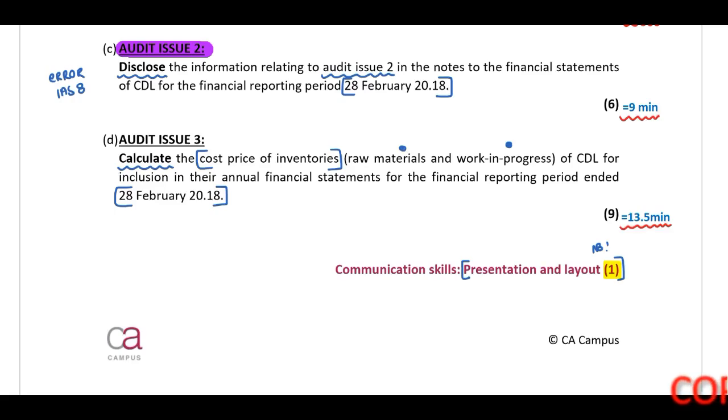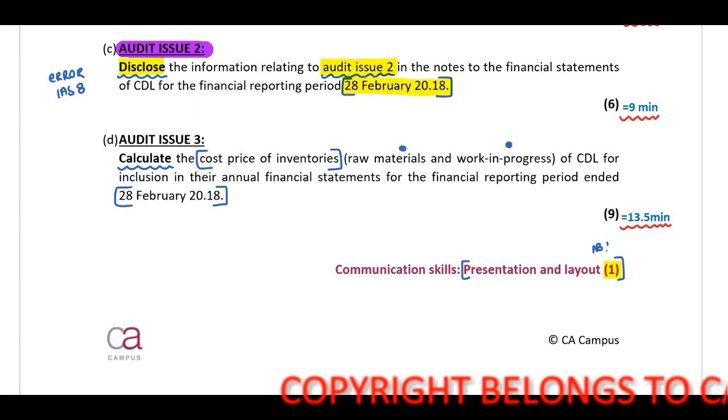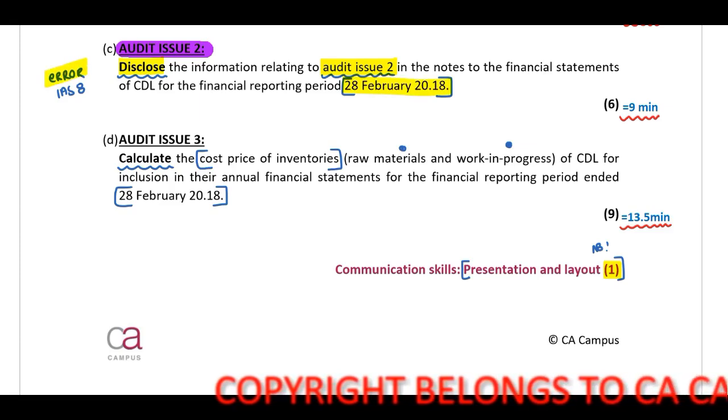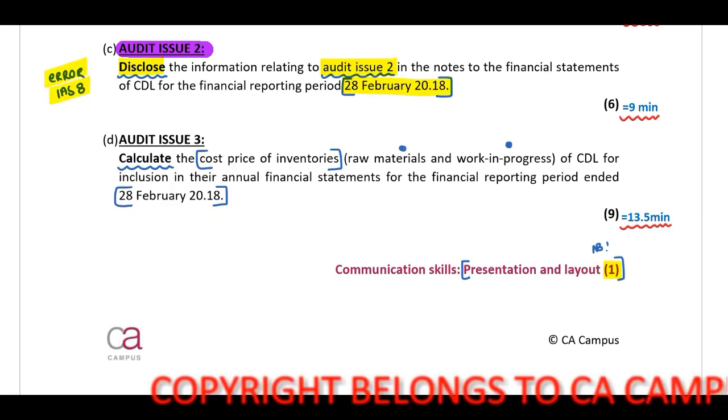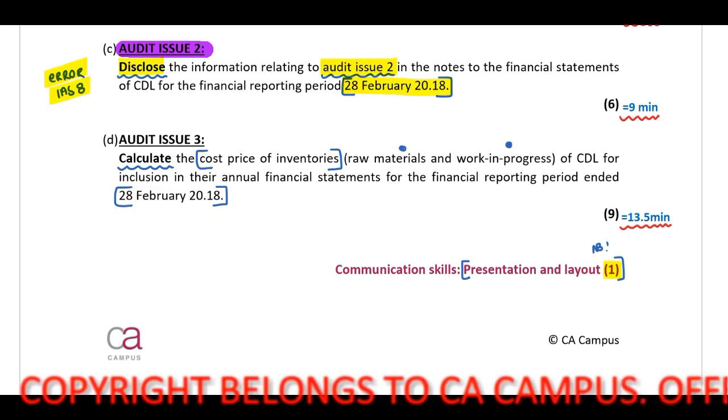Requirement C. Disclose the information relating to audit issue 2 in the notes to the financial statements of CDL for the financial reporting period 28 Feb 2018. Now, we have identified that this is an error in terms of IAS 8. Now, let's say, for example, that you are not sure of what you need to disclose.